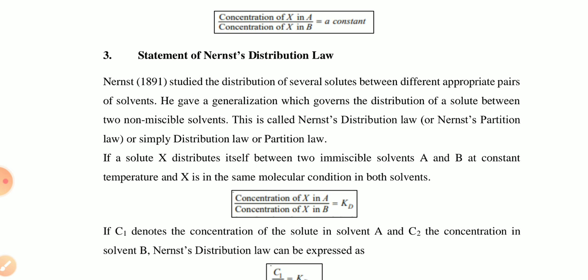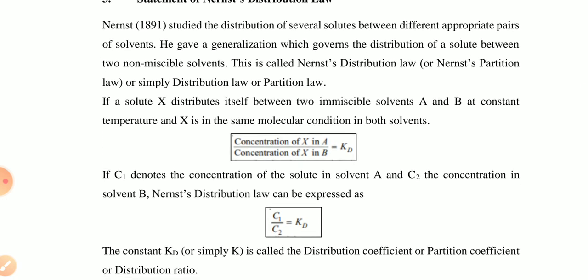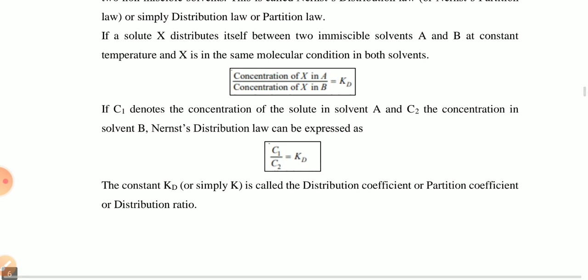If a solute X distributes itself between two immiscible solvents A and B at a constant temperature, and X is in the same molecular condition in both solvents, then the concentration of X in A is denoted by C1 and the concentration of X in B is denoted by C2. According to Nernst's distribution law, it can be expressed as C1 by C2 equals Kd. Here Kd is simply a constant, called the partition coefficient, distribution coefficient or distribution ratio.